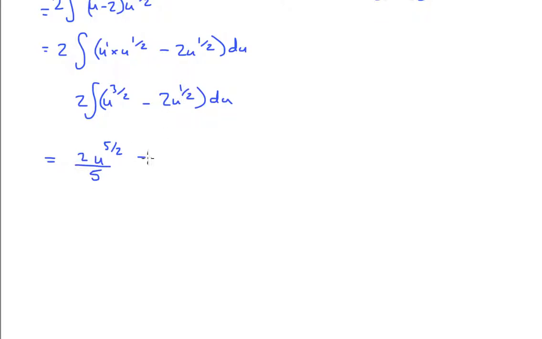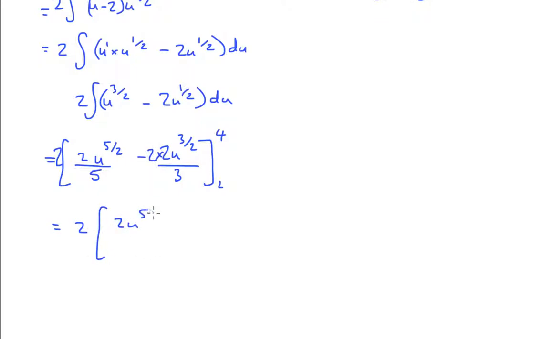And here we're going to get, oh, I've lost my 2, hang on. We're going to get add 1 to the power, which is 3 over 2, divide by 3 over 2, or times by 2/3. Limits are 4 and 2 now. So that's a 4, so we've got 2u to the 5 over 2 over 5 minus 4u to the 3 over 2 over 3, between 4 and 2.